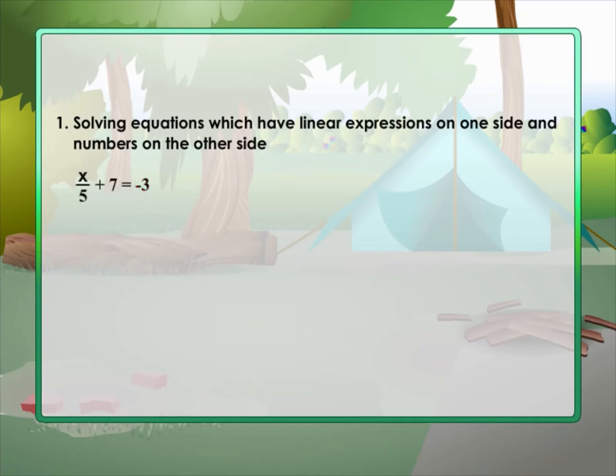Consider another example. x divided by 5 plus 7 is equal to -3. Now eliminate +7 from the left side. We should subtract 7 from both sides. The equation reduces to x divided by 5 = -10. Again, to eliminate 5 in the left side, we must multiply by 5 on both sides. Numerator 5 and denominator 5 will get cancelled. So we have x in the left-hand side. -10 into 5 is -50. Hence, we have x = -50.